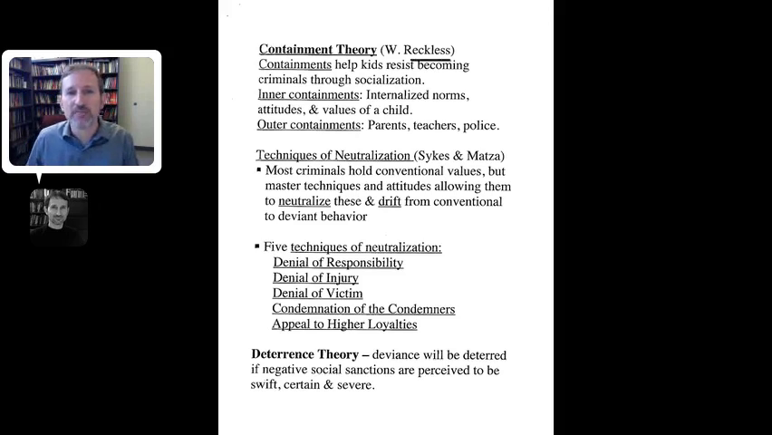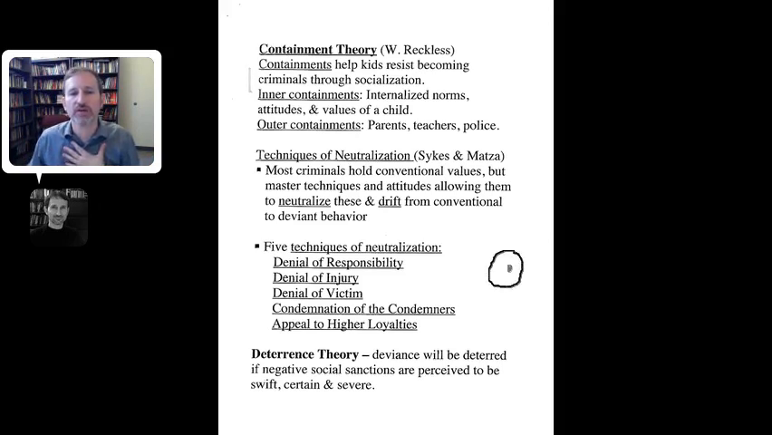This is a fun name for someone who's a criminologist, Walter Reckless, and he came up with a theory called Containment Theory, which is something that you can visualize. What I like to do, I'll draw it here, is concentric circles. And the idea is that containment is going to help kids resist becoming criminals through socialization. So at this point here, you have an inner containment, which are internalized norms, okay? Attitudes, values of the child.